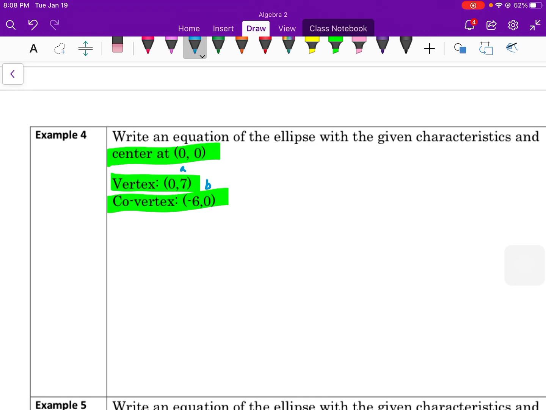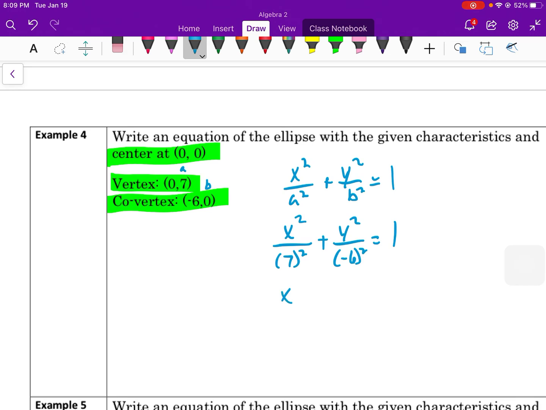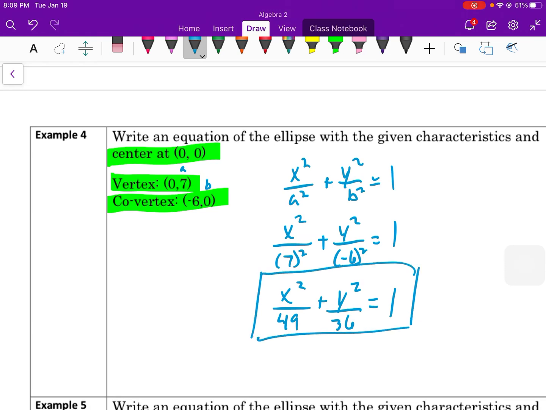So when we want to solve for x squared over a squared plus y squared over b squared equals 1, we can plug those values in and we get x squared over 7 squared plus y squared over, this would be our b squared, equals 1. We can solve those. So we have x squared over 49 plus y squared over 36, because that's negative 6 squared, equals 1. And there we have an ellipse centered at the origin.